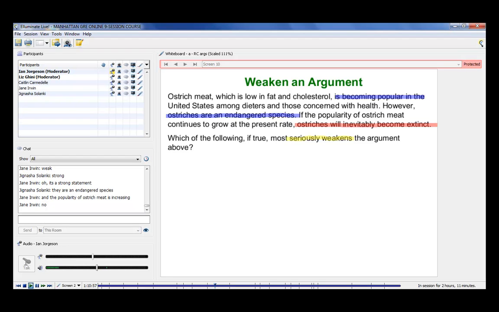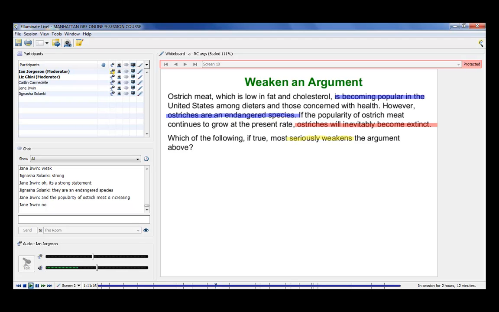Yeah, it's actually not important to know why it's popular. Try to simplify an argument like this. This argument is saying in the end, ostrich is becoming popular. It's endangered. Therefore, if the popularity increases, they're going to go extinct. It's a very simple argument.